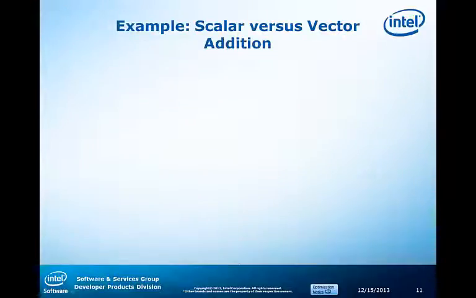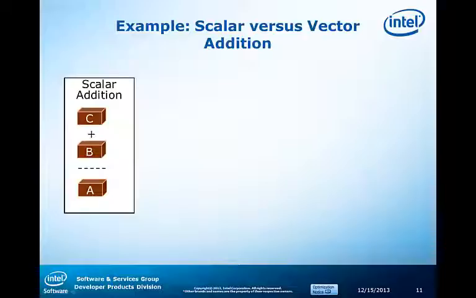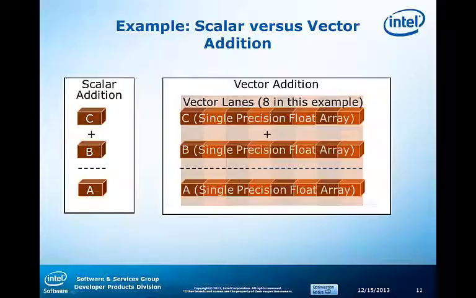In this slide, we will look at an example of element-wise vector addition to explore some of the concepts and terminology behind vectorization. The scalar example on the left depicts a single loop iteration where an element of array C is read, an element of array B is read, the values are summed, and the result is written back to the corresponding element of array A. Repeat this process for all iterations of the loop.